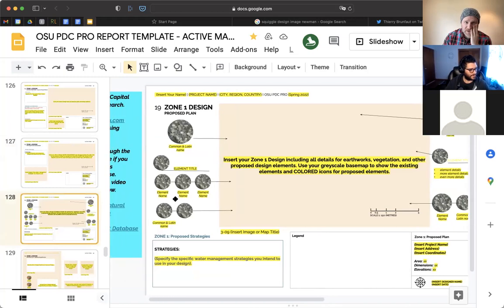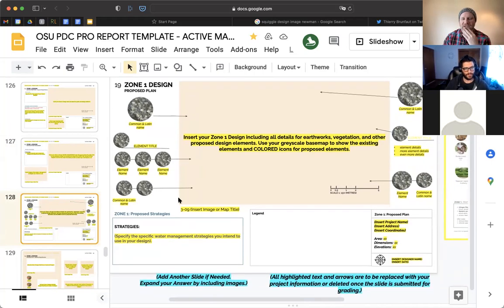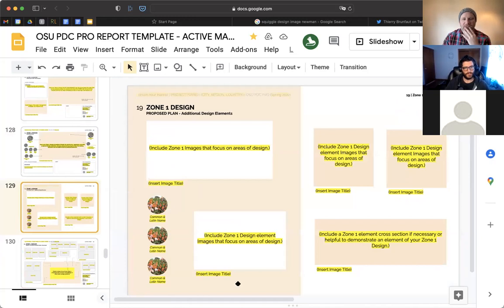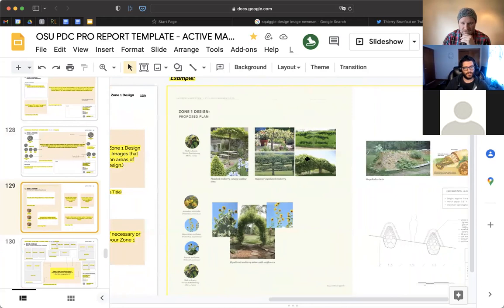Then again, we've seen this before, Zone 1 design. And again, use grayscale for pre-existing elements. This is where that grayscale map comes into play. And then show us the new elements. Proposed design plan. So again, if you need something else that shows a couple of different little elements, things you're thinking about, examples, remember you have to show access dates and URLs.